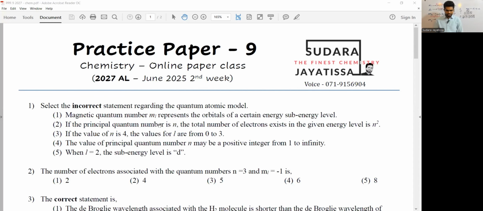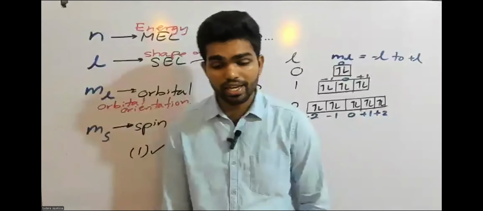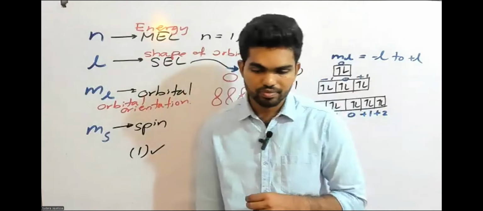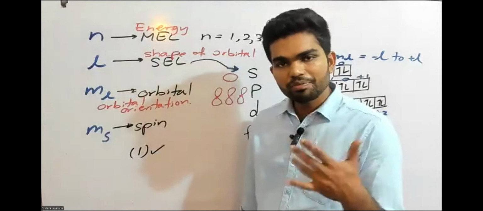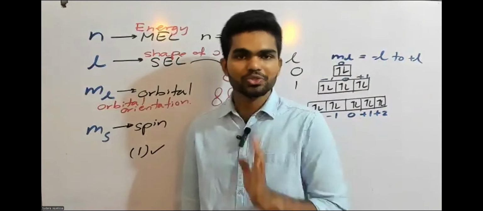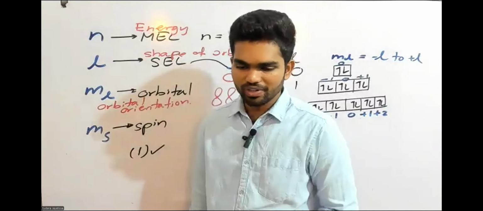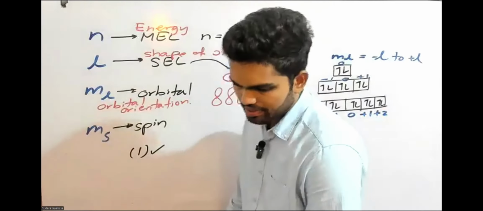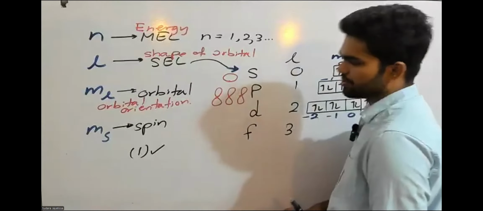The second statement tells: if the principal quantum number is n, the total number of electrons in the given energy level is n square. So it is telling you the total number of electrons is going to be n square. That is wrong. Then tell me what will represent the total number of electrons. If it is not n square, then what should it be? Can you send that to the chat, Raman? Okay, very good. It is going to be 2n square.